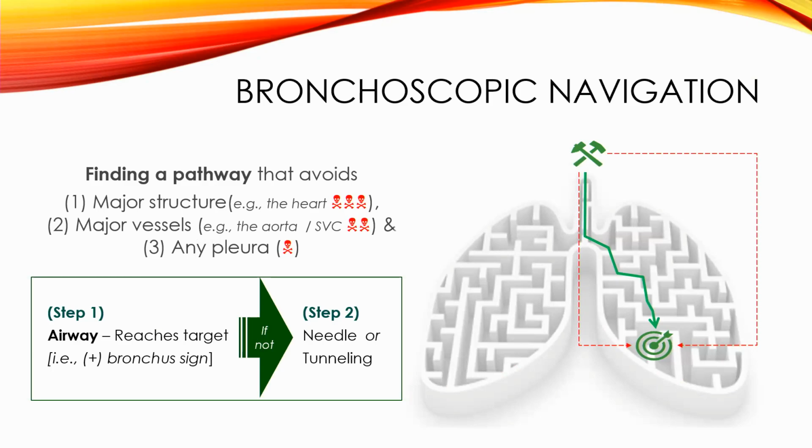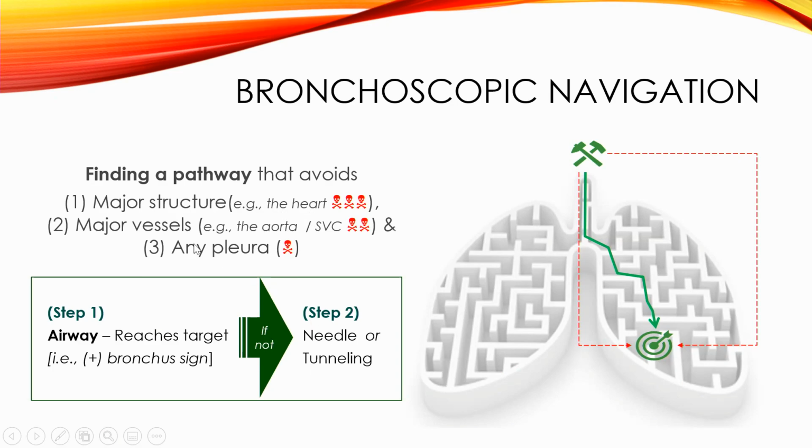And not to be too shrouded in mystery, these bronchoscopic navigation are just ways to help us find a pathway that hopefully avoid major structures so we don't hit the lung, the heart, and major vessels, so we don't hit the aorta, the SVC, and we don't hit the pleura. Otherwise, we would have just gone for a CT-guided FNA. And so naturally, anatomically, the airway just provides us with a very good way to get to these targets that naturally avoids all these structures.